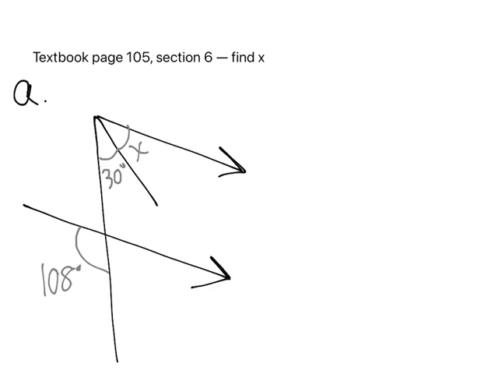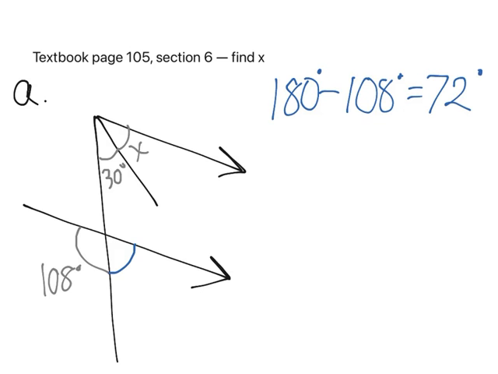What I suggest is we start down here. We know that, again, a straight line is 180 degrees. So let's take 180 minus 108, which we are given. If we subtract 108 from 180, what do we get? 72 degrees. Good. Excellent. Now, let's look at this one here.